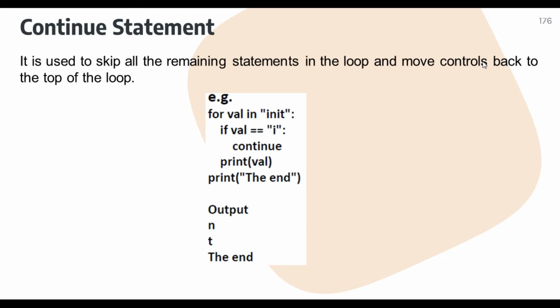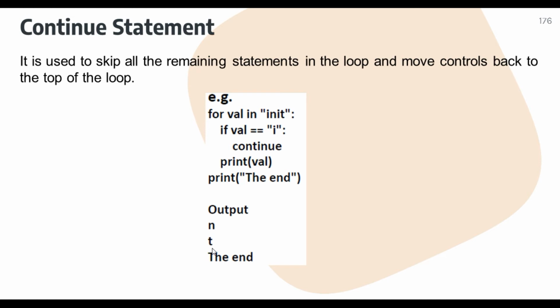In other words, students, a continue statement is a special type of statement which directly iterates the loop without executing the rest of the loop body written after the continue keyword. Look at the example here. I have used a loop variable i, and the string is initialized. If val is double equals to i, then continue, and otherwise val will print at the end. So here you can see the output.